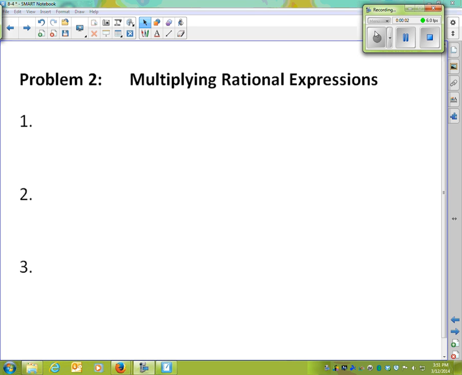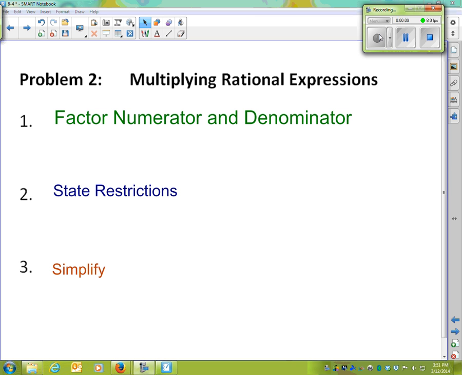This is lesson 8.4, part 2. We are going to multiply rational expressions. We're going to use the same 3 rules that we used when we simplified expressions. The first thing is to factor the numerator and the denominator.